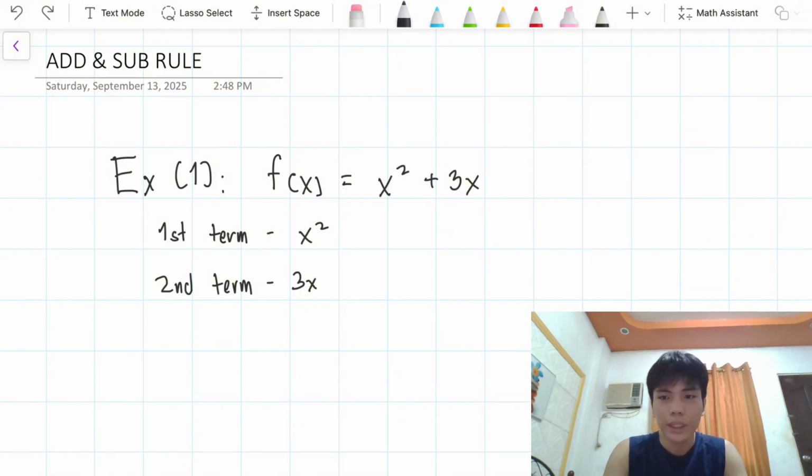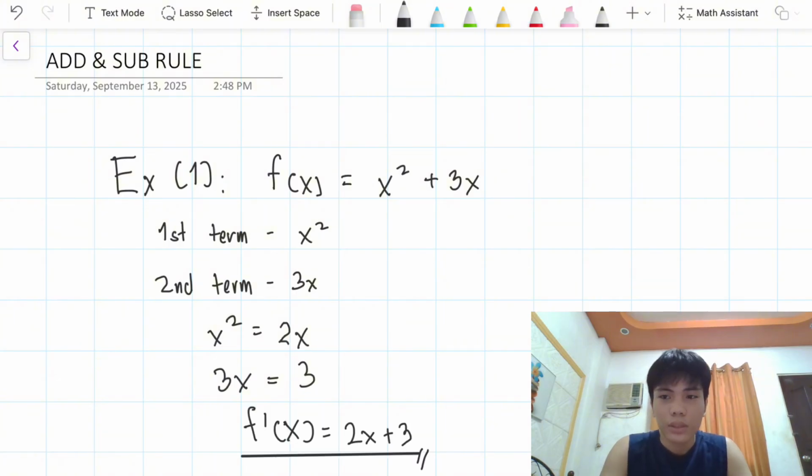Then we differentiate each term. The derivative of x squared is 2x. So how did we get 2x? Just bring down the 2 and subtract 1 from the exponent. Next is the derivative of 3x, which is 3. We got 3 because the derivative of x is 1, multiplied by the constant 3. Now we combine with the same sign. So f prime of x is equal to 2x plus 3.